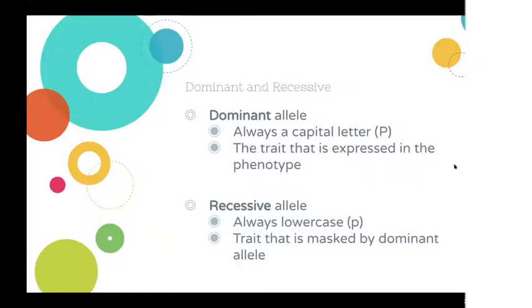And then the next set of information for alleles is dominant and recessive alleles. A dominant allele always has a capital letter, and in this situation, it will be capital P. The trait that is expressed in the phenotype is the dominant. So if an allele pair has a dominant allele, the phenotype that shows up in the organism will be the dominant. The recessive allele is always lowercase, and in this case, it will be lowercase p, standing for white flowers. And this is the trait that is masked by the dominant allele.